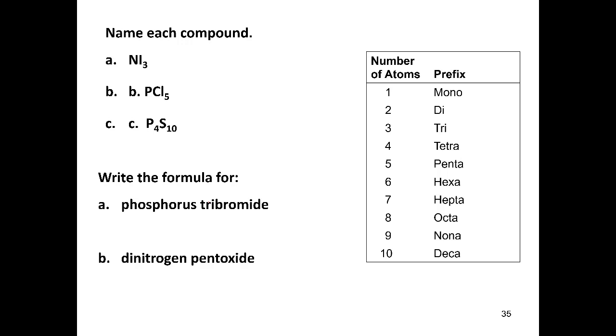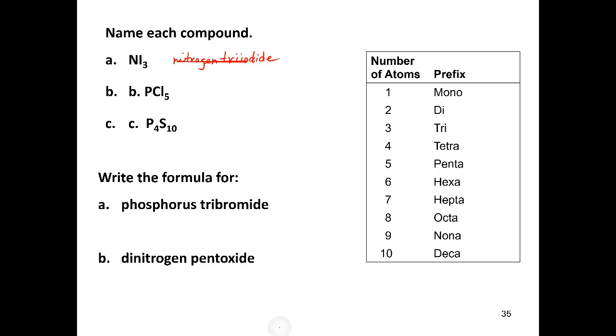All right, so this first one we're going to name is NI3, okay? So we know that that is nitrogen. And then how many iodines do we have? We look over here, there's three. So it's going to be nitrogen triiodide. Nitrogen triiodide. So you don't drop the I's, only the A when it's going to be the oxide form.